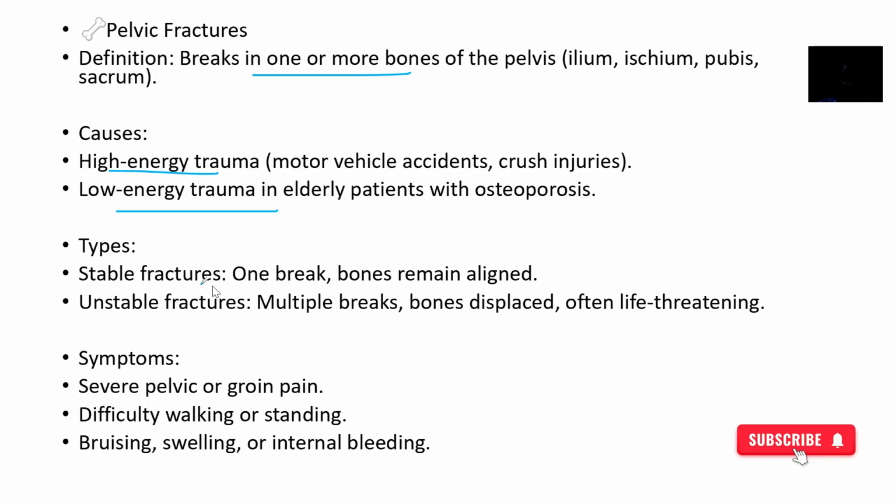So types: you have the stable fractures and also the unstable fractures. Stable fractures, you have just one break and the bone remains aligned, while unstable one, you have a lot of breaks, the bone is displaced, it's often life-threatening. So symptoms here: there's a lot of pelvic pain or groin pain, and you have difficulties trying to walk or stand, and there's bruising, there's swelling, there's internal bleeding.